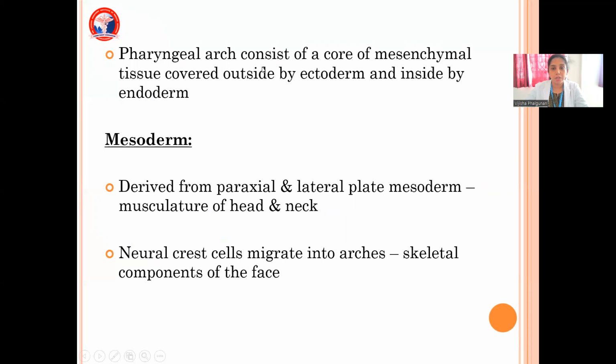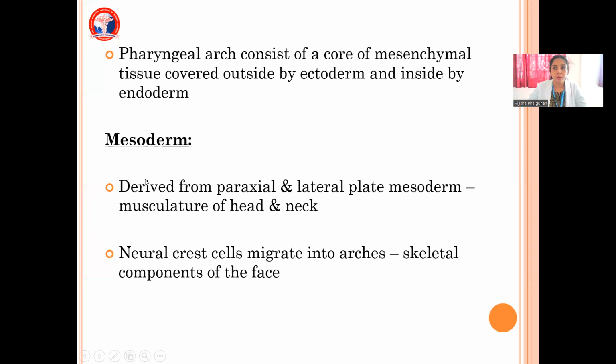The pharyngeal arch consists of a core of mesenchymal tissue covered outside by ectoderm and inside by the endoderm. Yes, that's what I just explained. You are going to have rod-like thickenings of mesoderm, which is covered inside by endoderm and outside by ectoderm.